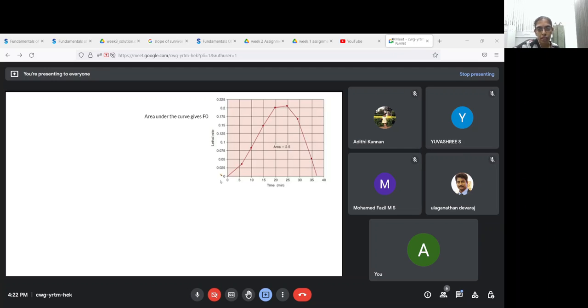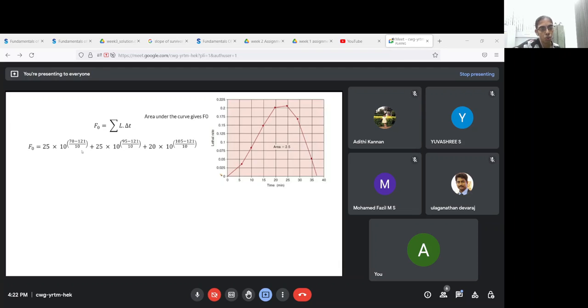If you plot the lethal rate of any process versus time and calculate the area under the curve, the area under the curve will give F naught. This is the relationship between F naught and lethal rate. So F naught is the summation of L into delta T, or you can do it by integration or by a graphical method, where you find the area under the curve. As given by the previous equation, lethality rate can be calculated by 10 raised to (T minus T naught) divided by Z. T naught is 121 degrees Celsius, and the Z value is given as 10. For different temperatures, you will have different lethality rates.